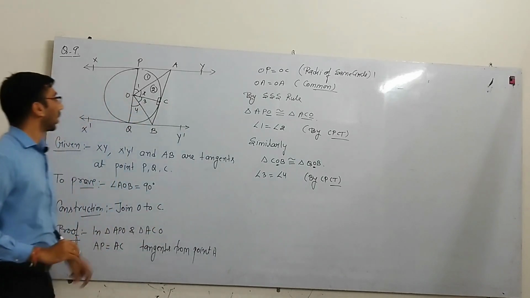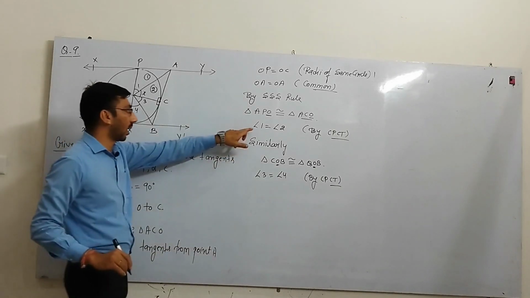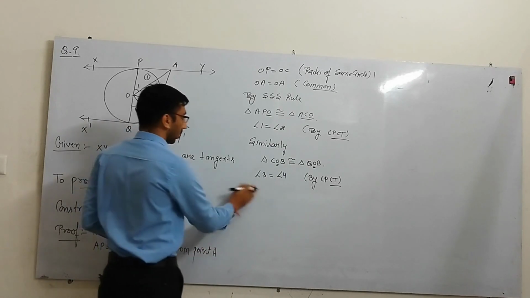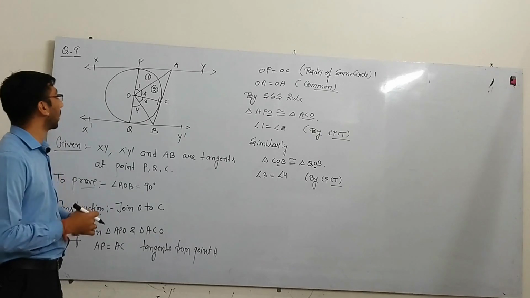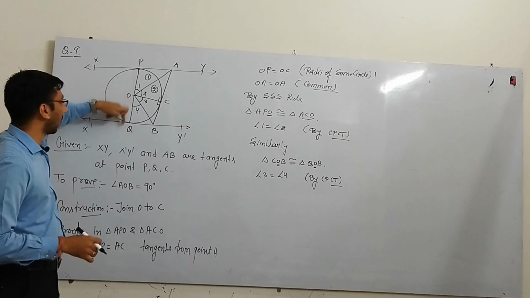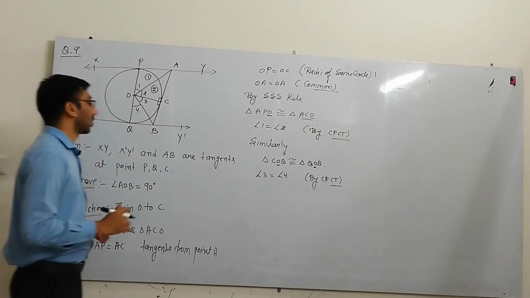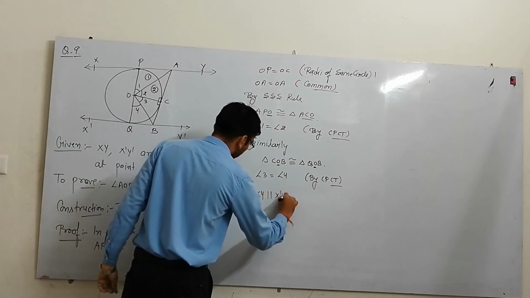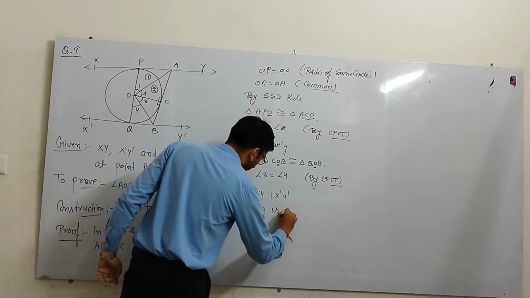Now what we have to do, if I want to add these angles, I have to add all the values. It means I will add angle 1, angle 3 and angle 2 and angle 4. As we have discussed in our previous question, question number 4 of this exercise, when 2 tangents are parallel then they are always at the ends of the diameter. It means POQ is your diameter. So we can write that since XY is parallel to X dash Y dash, that's why POQ is a diameter of the circle.